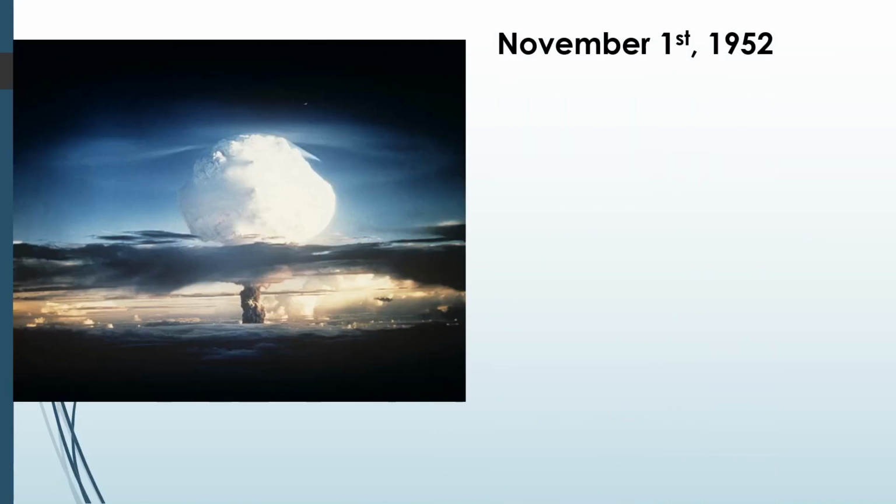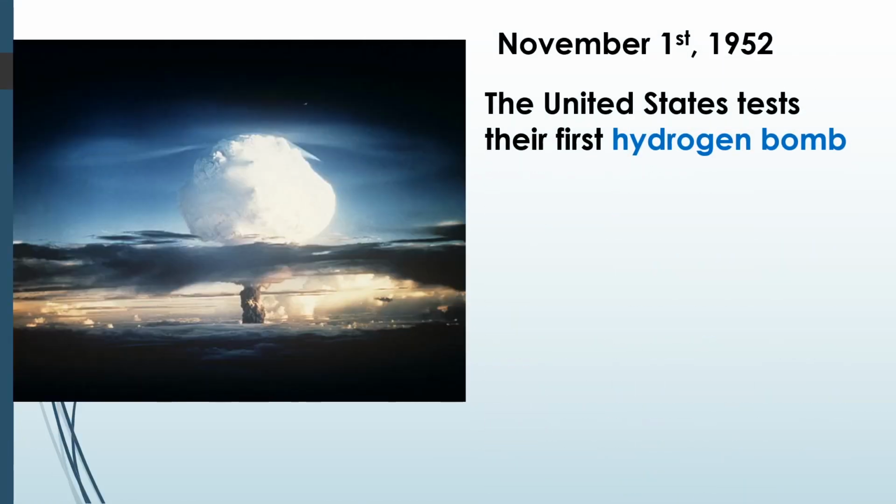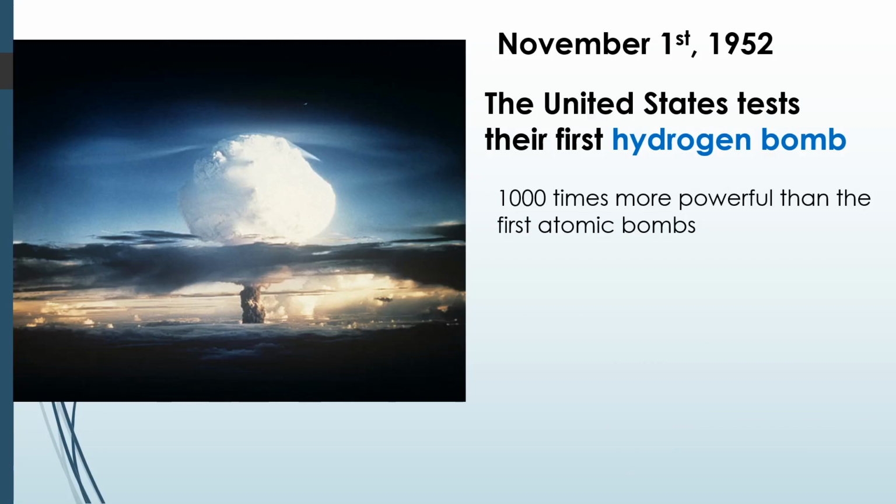So here's the US. Now we're at 1952, 7 years after the US drops their atomic bomb, 3 years after the Soviets dropped theirs. The US now tests an even more powerful bomb called the hydrogen bomb. The hydrogen bomb is 1,000 times more powerful than those first atomic bombs, Fat Man and Little Boy, that were dropped on Hiroshima and Nagasaki in Japan. So much, much stronger. Now the US is ahead in the arms race. They have atomic bombs and hydrogen bombs. The Soviet Union just has an atomic bomb.